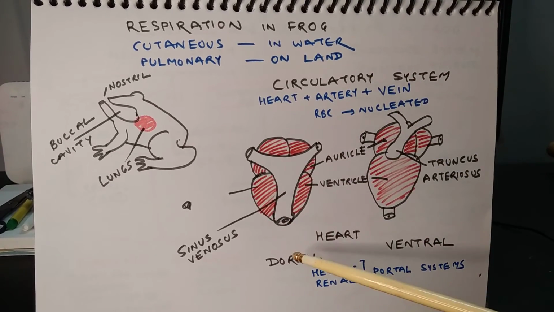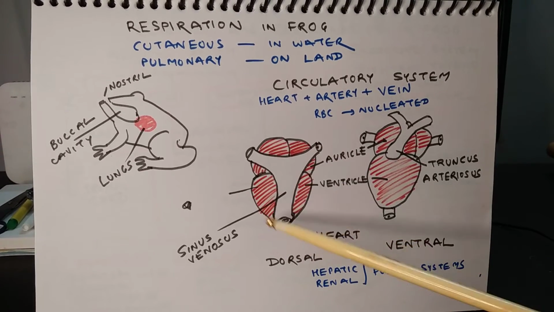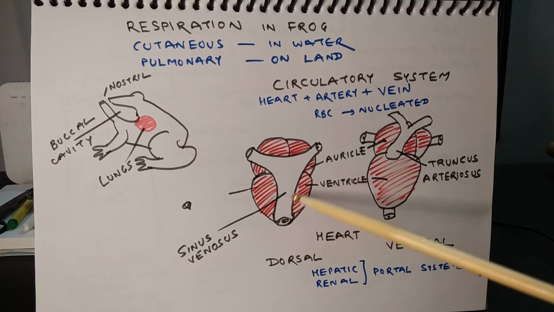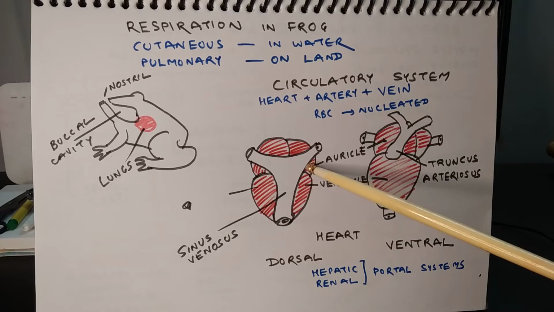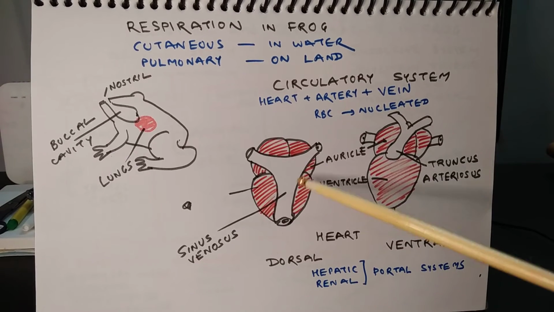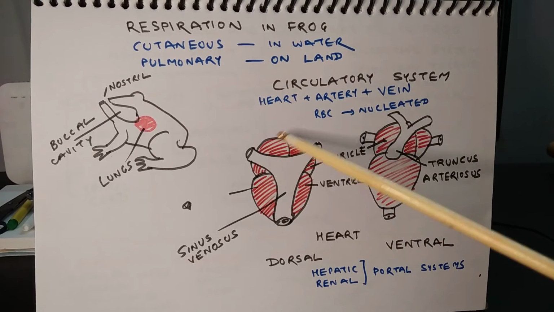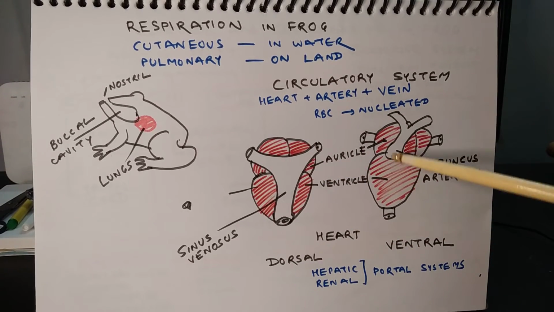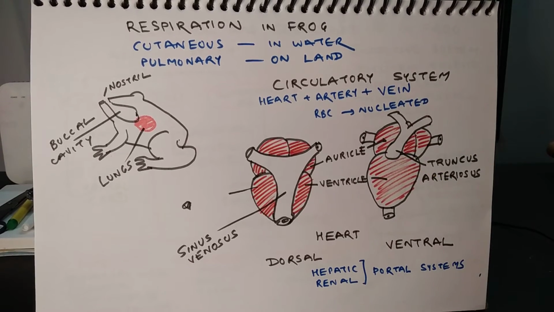On the dorsal surface, a triangular sac-like structure is connected to the auricle, and this structure is called sinus venosus. This is the place where deoxygenated blood from different parts of the body comes, and then the blood is sent to the right auricle. From the right auricle, the blood goes to the lungs, where oxygenation takes place, and then the oxygenated blood comes to the left auricle. From there, the blood goes to the ventricle, and then the ventricle pumps blood to different parts of the body through a structure that is called truncus arteriosus, and this is on the ventral side of the heart.